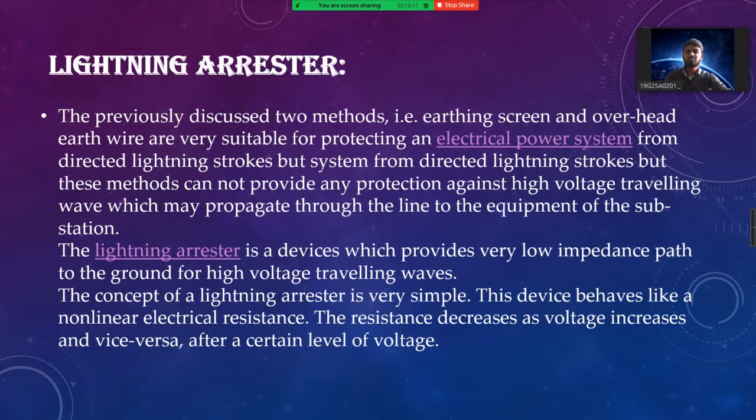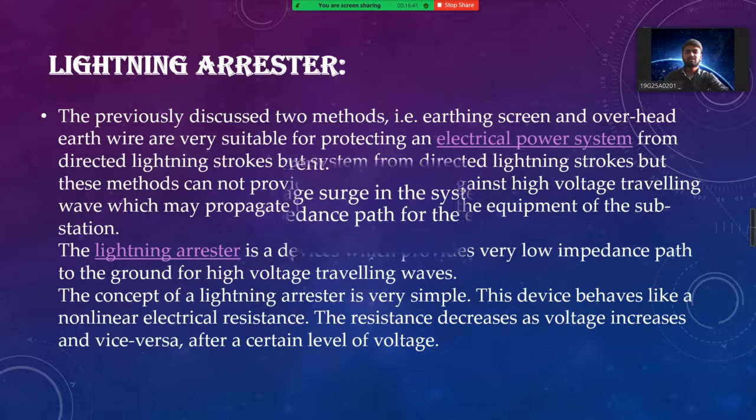The concept of lightning arrestor is very simple. This device behaves like a non-linear electrical resistance. The resistance decreases as voltage increases and vice versa. Resistance decreases as voltage increases, and voltage decreases as resistance increases, after a certain level of voltage.